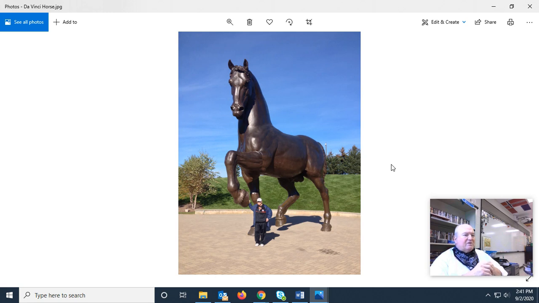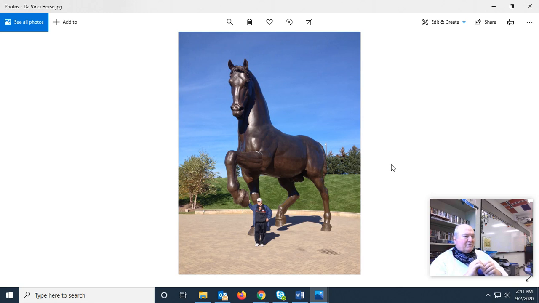Now you say, well, Mr. Horton, where is this from? Well, it's in Grand Rapids, Michigan. In Grand Rapids, there's this wonderful park called the Frederick A. Meijer Sculpture Park, and that's Meijer as in Meijer Food Stores. This is the centerpiece of it, the Da Vinci Horse.